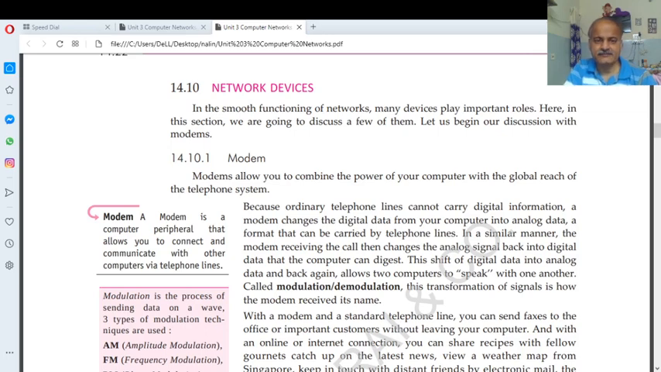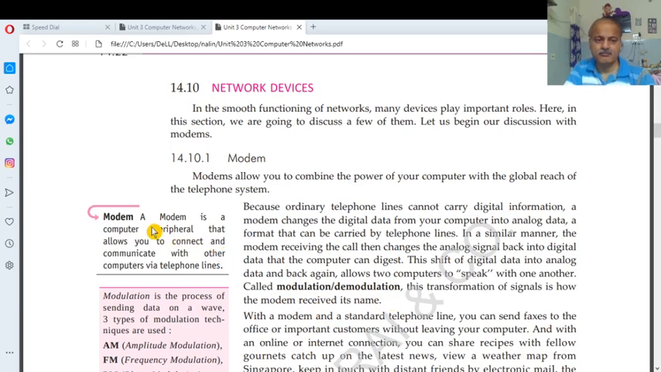Last time we learned the topology and the types of networks. Today we will learn the network devices. So the first network device is the modem. Modem stands for modulation and demodulation.